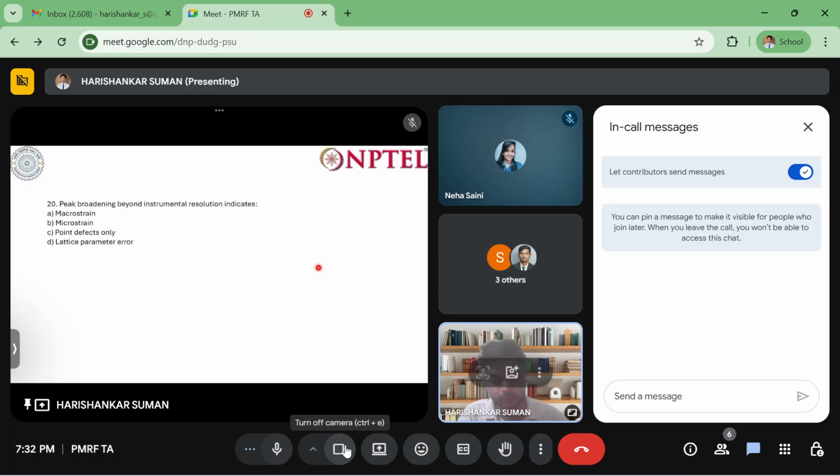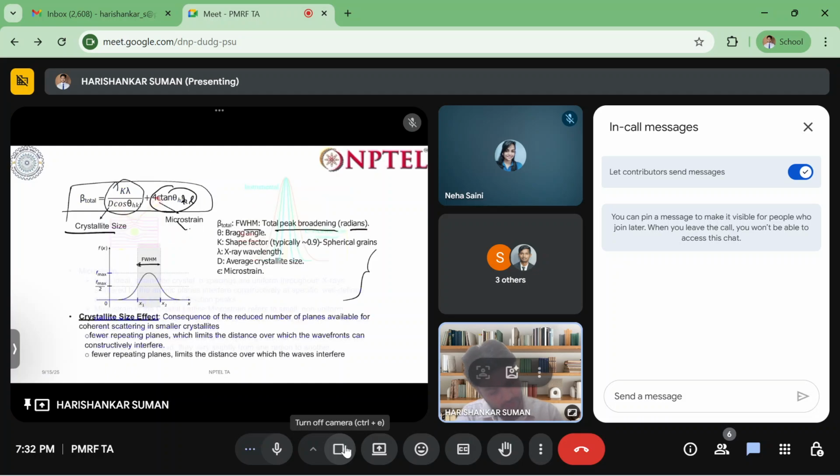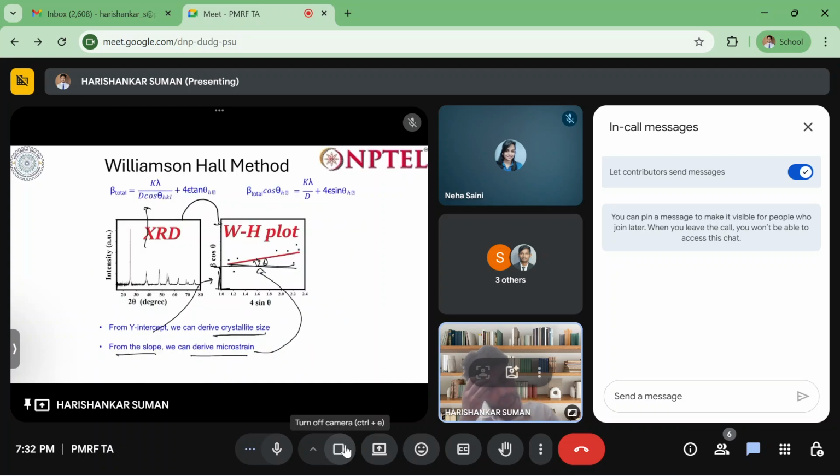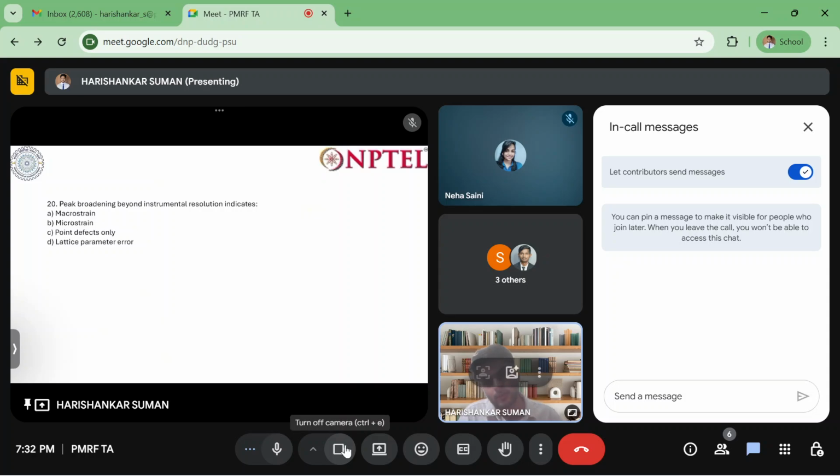Now this is the last question. Peak broadening beyond the instrument resolution indicates, as we have seen in this slide, after the instrument: macrostrain, microstrain, point defects, only lattice parameter. What could be the reason? Please tell me the answer.